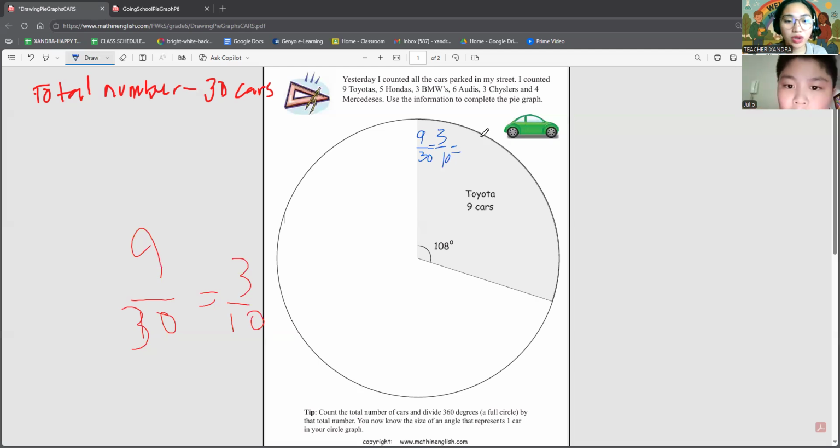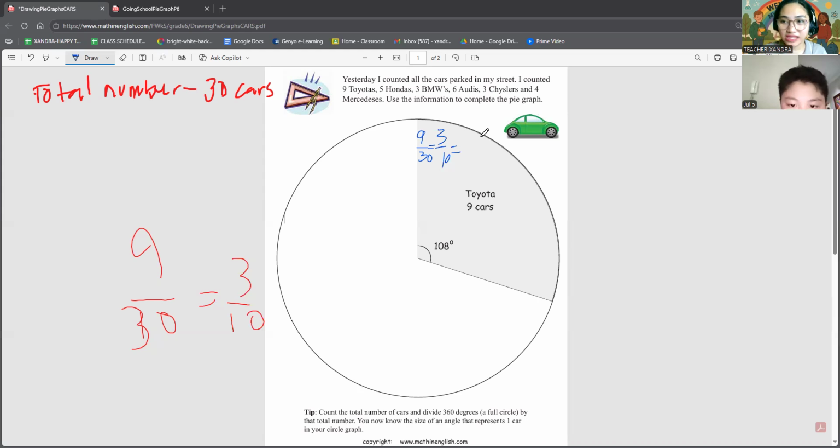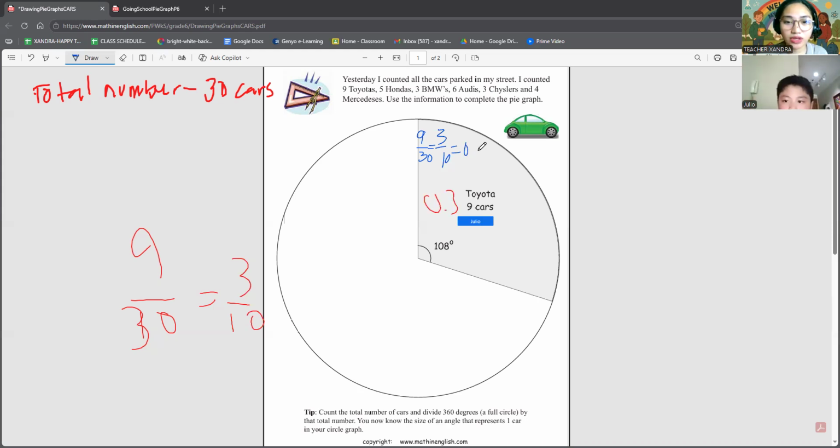Now, what you are going to do is look for its decimal. Change the fraction into decimal. 3/10. How do you write it in decimal form? 3/10. Very good, Julio. Keep it up.